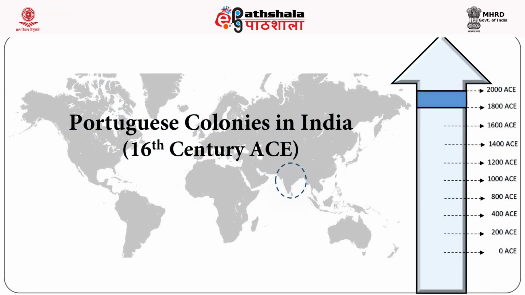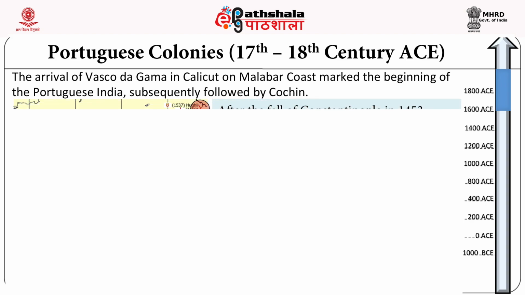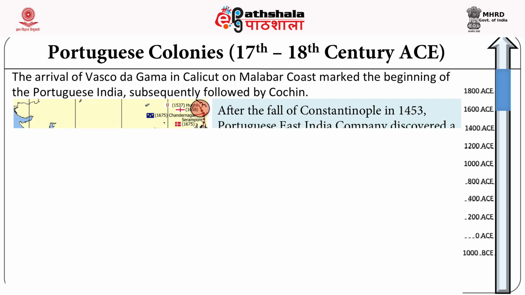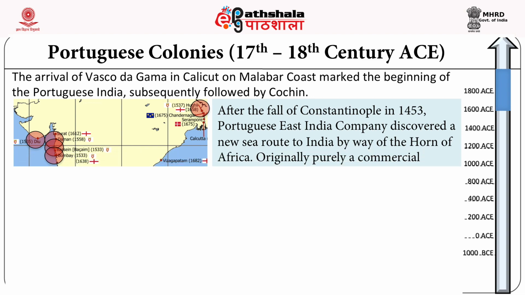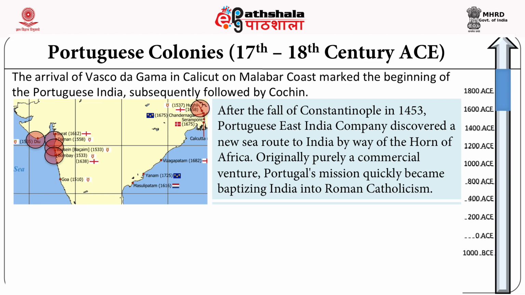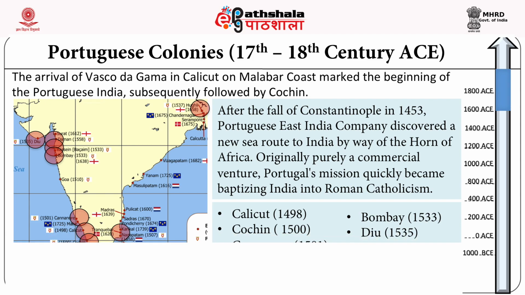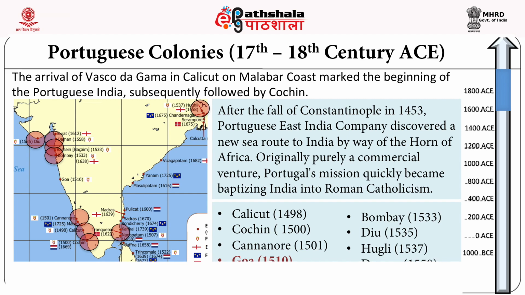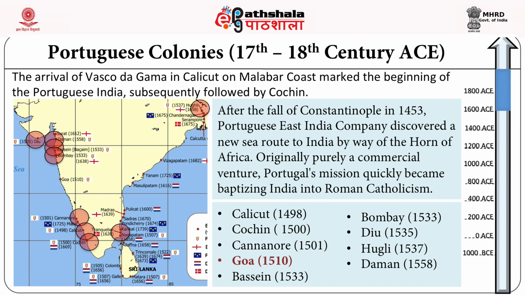Next we come to the Portuguese colonies, or the time when Portuguese were in India. The arrival of Vasco da Gama in Calicut on Malabar coast marked the beginning of Portuguese coming to India and the Portuguese settlements in India, followed by Cochin. Now, after the fall of Constantinople in 1453, the Portuguese East India Company discovered a new sea route to India by way of the Horn of Africa. Originally purely a commercial venture, the Portuguese mission quickly became baptizing India into Roman Catholicism.